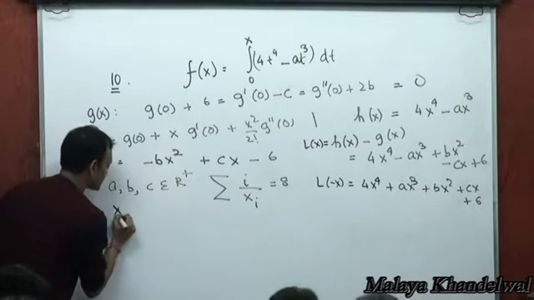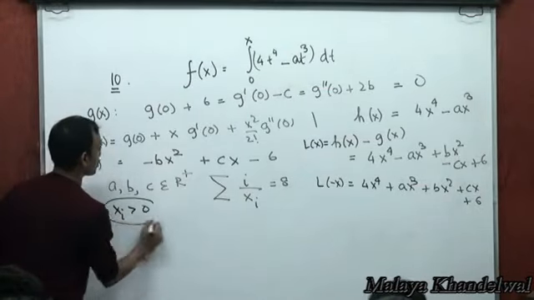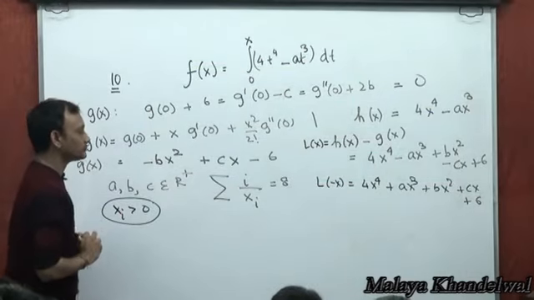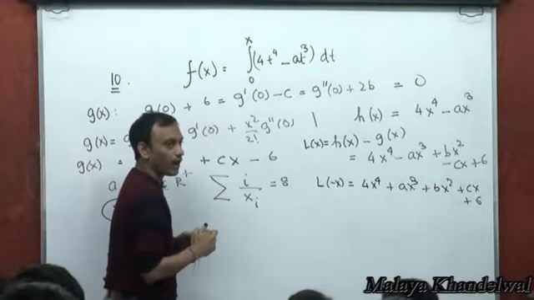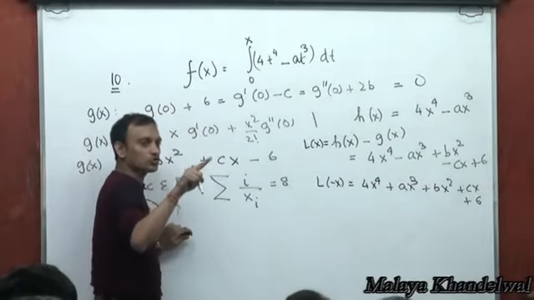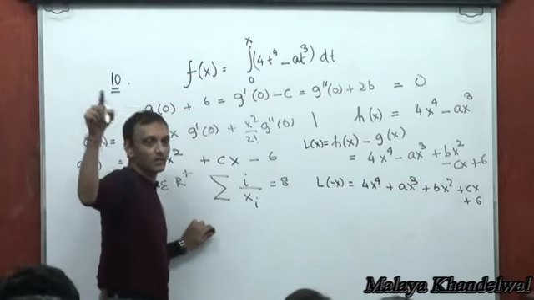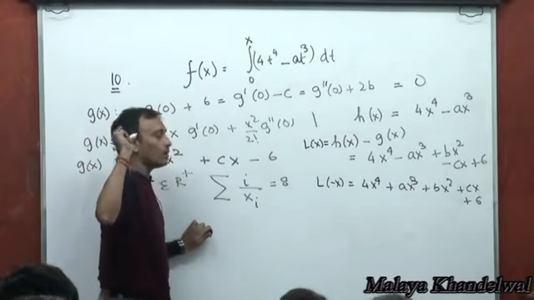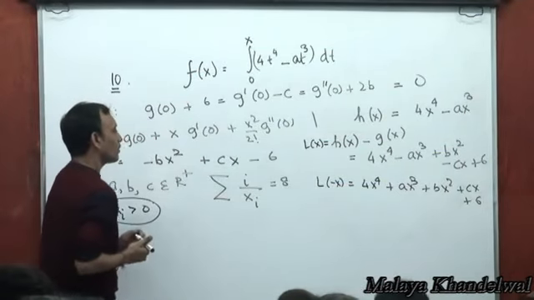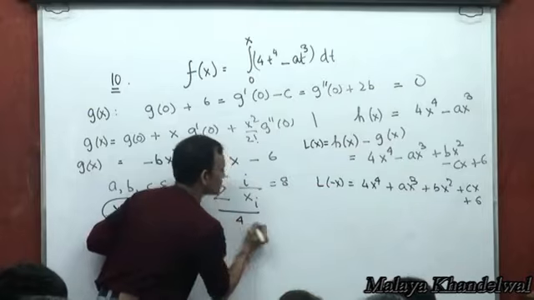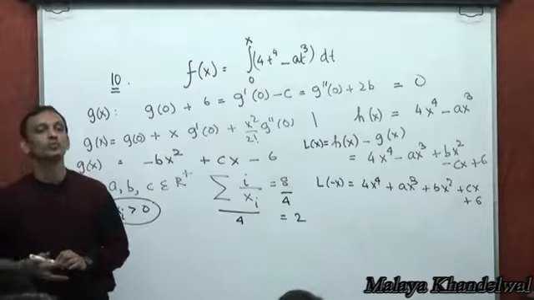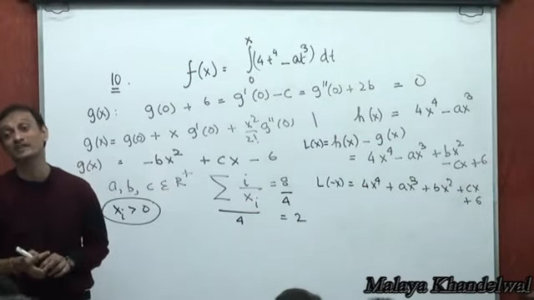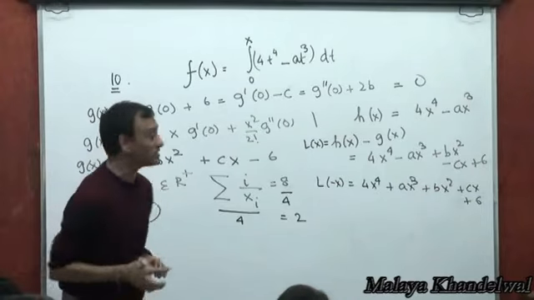So, xi's are all positive. And i by xi, that is like 1 by x1 plus 2 by x2 plus 3 by x3 plus 4 by x4. What's the arithmetic mean of these? This divided by 4, the arithmetic mean of 1 by x1 plus 2 by x2 plus 3 by x3 plus 4 by x4, is 2. That's the arithmetic mean of these.